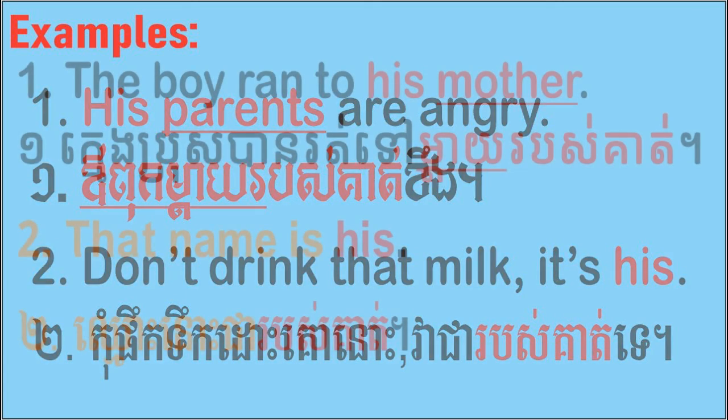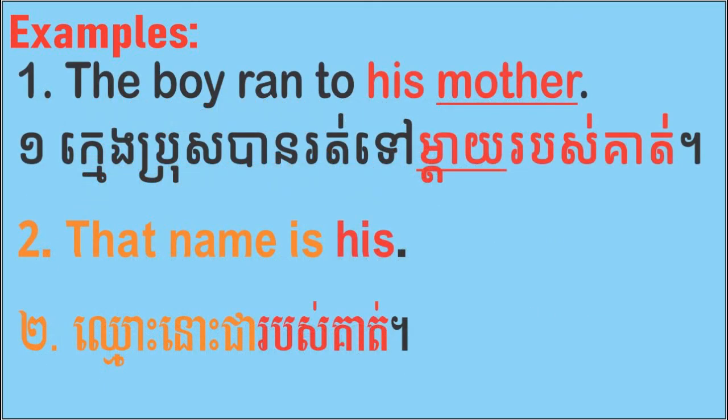Examples. Number 1: The boy ran to his mother. Okay? Look at the word mother. Mother is a noun. His is a possessive pronoun. Okay? So rule number 1 said his is used in front of a noun. So mother is a noun, his is a possessive pronoun, and rule number 1 applies to number 1. The boy ran to his mother.